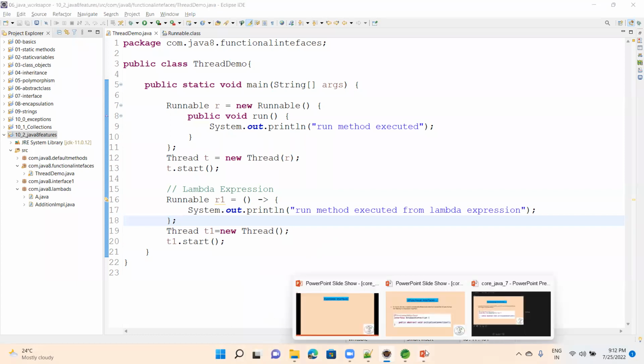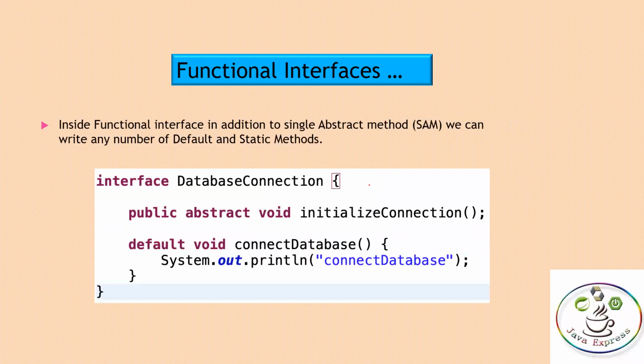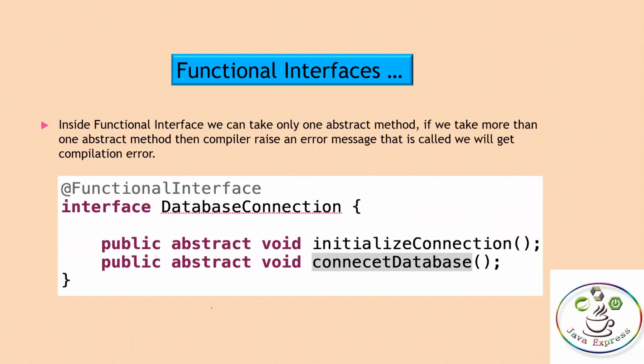Now see here, as I said, in a single functional interface you can create one abstract method, any number of default methods, and any number of static methods you can define. Already I covered this point. If you try to write one more abstract method, two abstract methods, you will get a compilation error. If you take more than one abstract method, the compiler raises an error message, and then we will get a compilation problem.